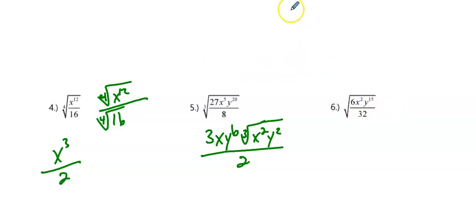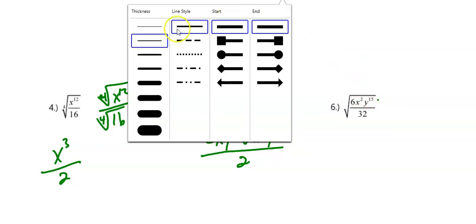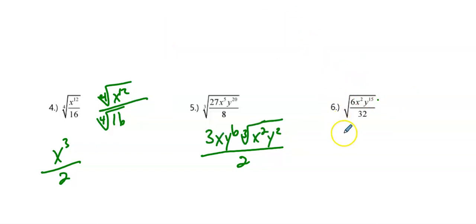6, again, let's split it. Square root of 6, because that can't be simplified. We can pull an x. Well, let's rewrite this and give ourselves some space. So we can pull the x, and 2 can go into 15 7 times. We can pull that. So under the radical, we still have the square root of 6, and we have 1 y left over.